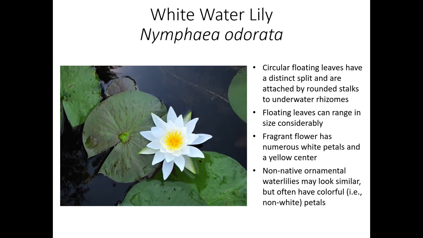It is important to note that there are some non-native ornamental water lilies out there for sale, especially in the aquarium and water garden industry, which might look superficially similar to the white water lily in that they have these circular lily pads and a multi-petal flower. But oftentimes these are cross hybridized and bred for certain characteristics such as color, pink or blue or purple, and also for things such as disease resistance or winter hardiness. So these white water lilies are the only ones that look like this which are native to Wisconsin.